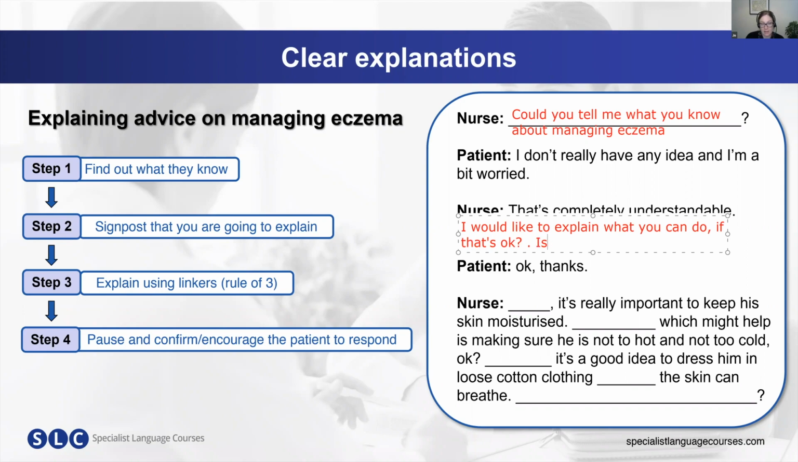Or is it okay if I explain some things to do at home? But yeah, definitely explain. I think the best phrases sometimes for signposting is I would like to or let me. And then just say okay at the end. Yeah. Let me explain a bit more. Okay. Or if that's completely understandable, try not to worry. I'd like to explain a little bit more. Okay.